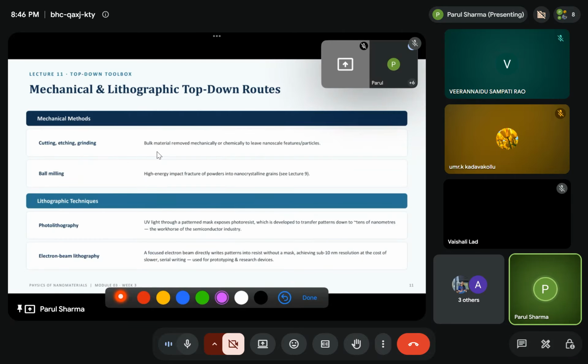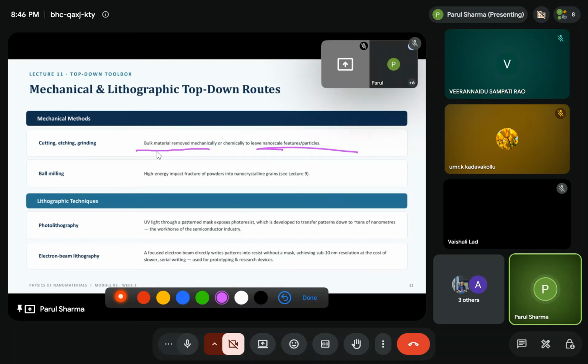So the next are some top-down routes, which are mechanical and lithographic. We have already studied ball milling. There are others: cutting, etching and grinding. While fabricating structures, we use etching methods, grinding and cutting. Using these processes, we convert the bulk material to nano-size features.